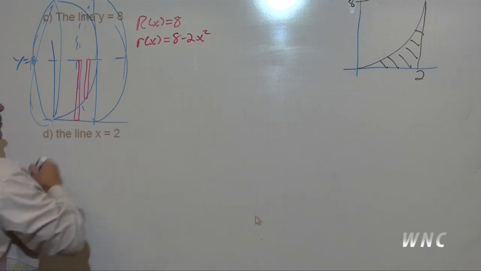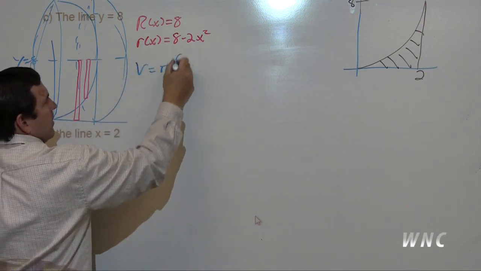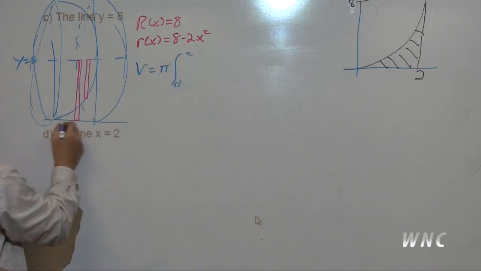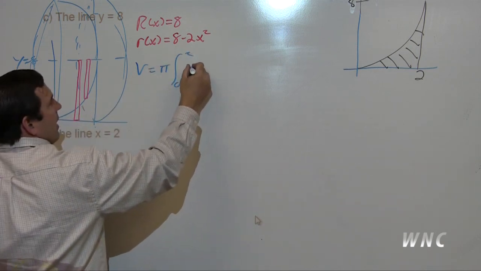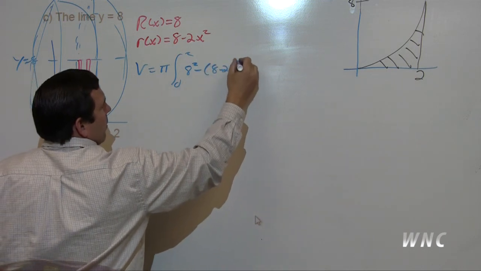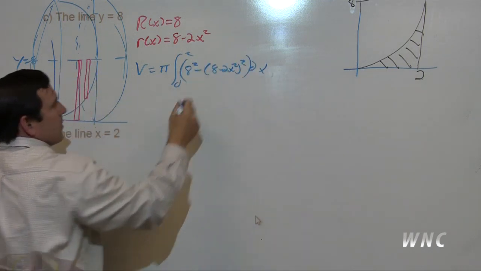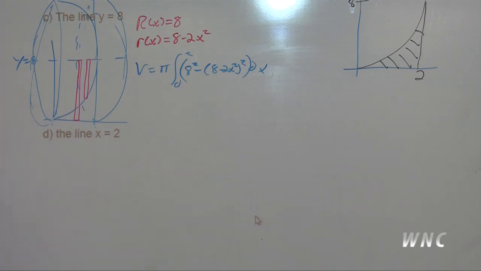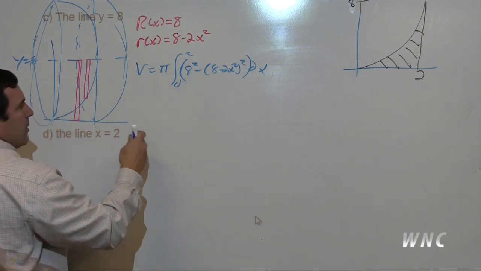So our volume is pi times the integral from 0 to 2 still, 0 to 2, of 8 squared minus quantity 8 minus 2x squared squared dx. This part here is where people who are not strong in their algebra skills will tend to have a problem. This is a binomial that must be expanded.